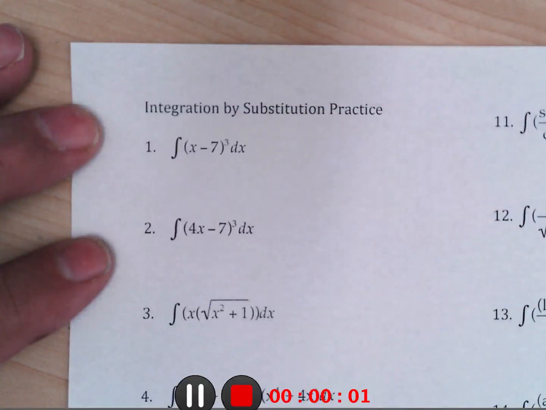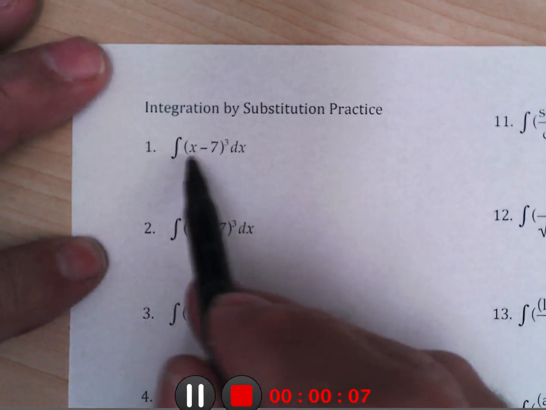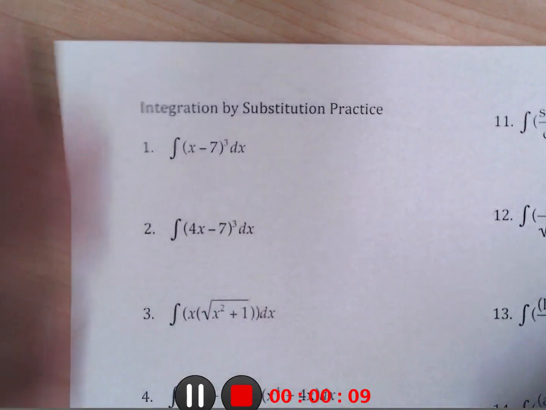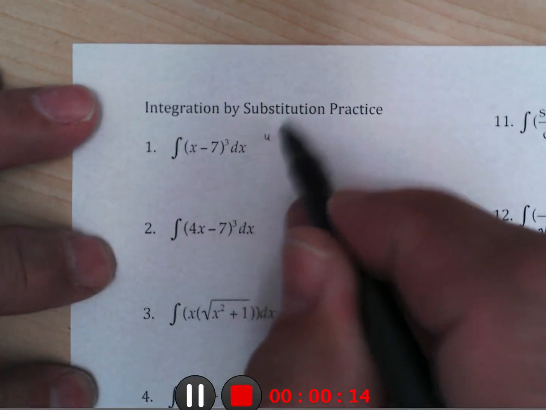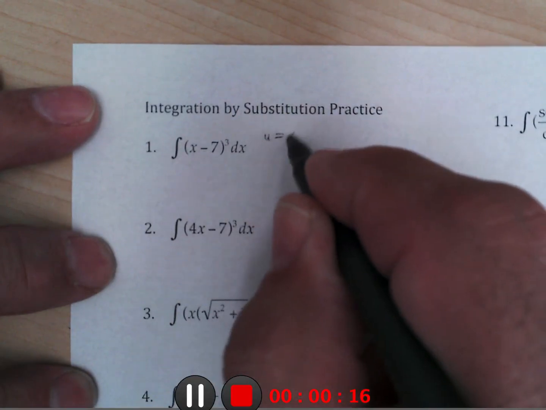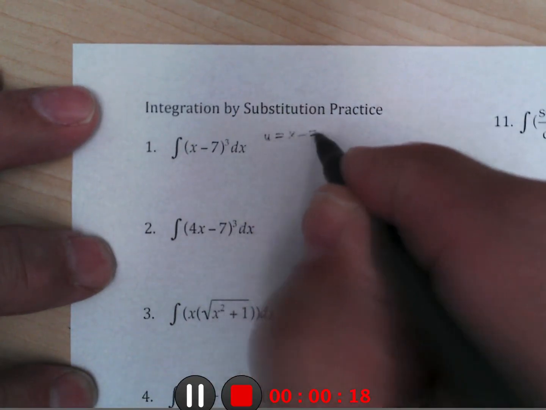We're going to practice integration by substitution. So basically, we're trying to find the antiderivative of the stuff inside. So in this one, I'm going to let u be x minus 7.